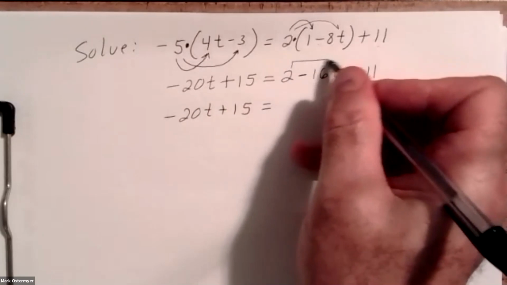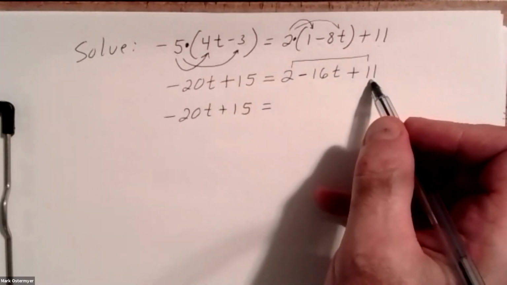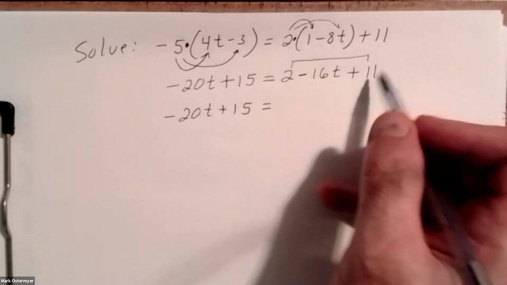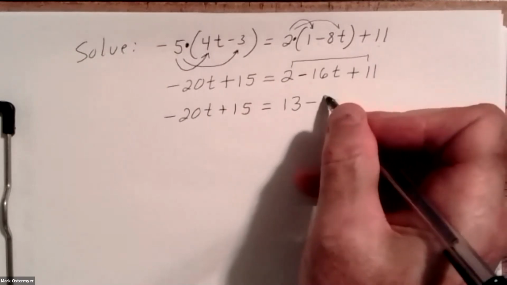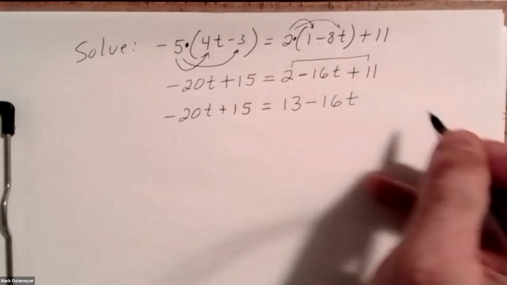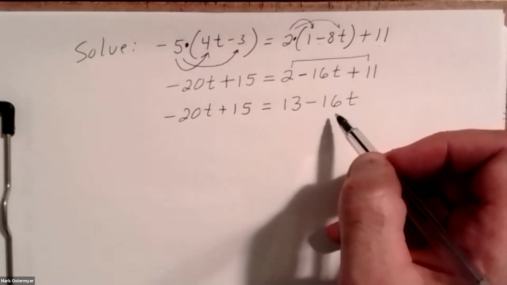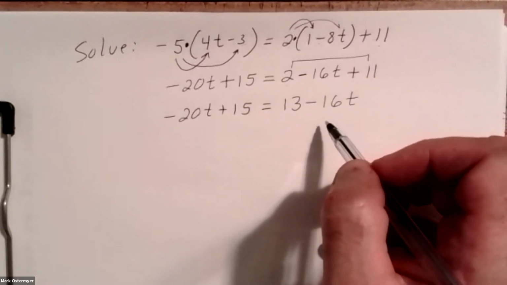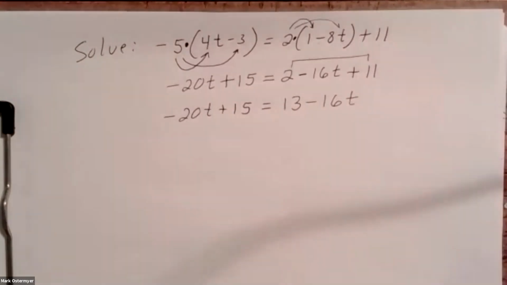Combining like terms, what's 2 plus 11 here? 2 plus 11 is 13, minus our 16t. Nothing left to do on the right side as far as simplifying. It's time to now begin to think of separating the variable terms on the left side versus the constants on the right side. How do we move in that direction? Anybody? Time to separate.